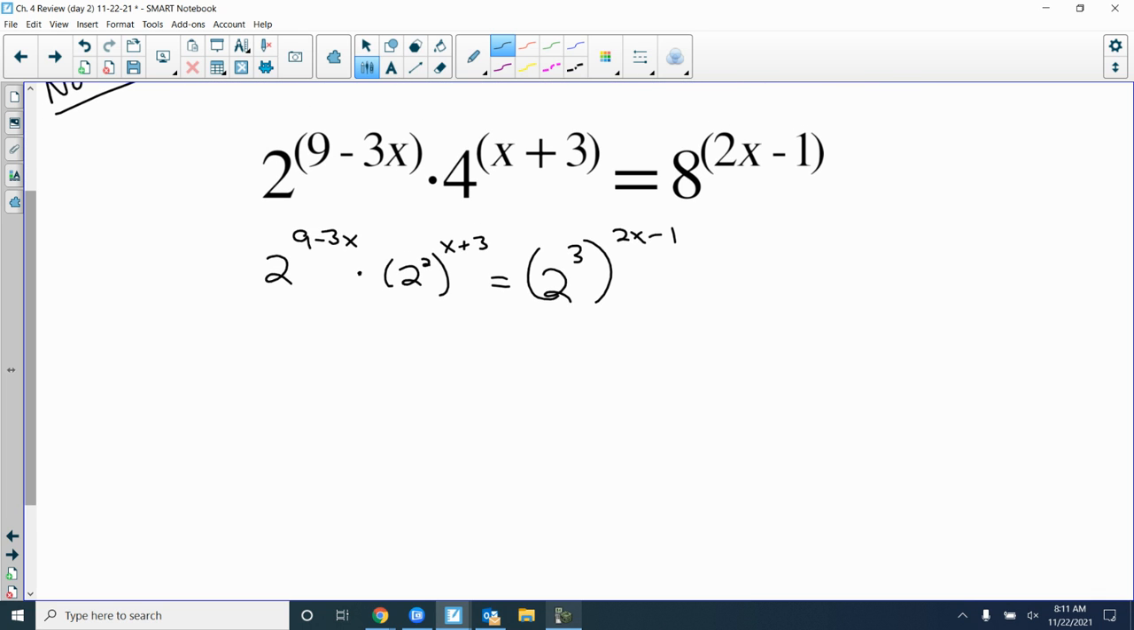Good for that. Now the first one, nothing you can do. The 2 to the 9 minus 3x, you leave that. Multiply the other ones. So I got 2 to the 9 minus 3x times 2, multiplied, you got to distribute 2x plus 6 equals 2 to the 6x minus 3.